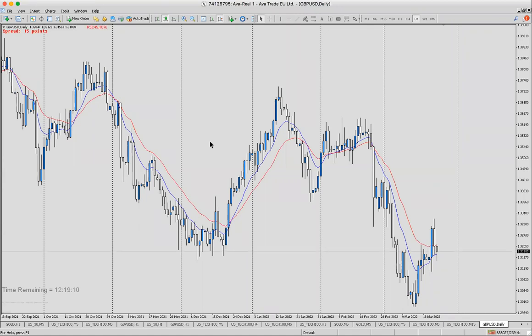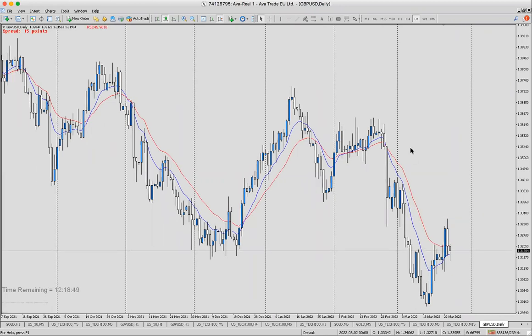So here we're on the daily on Great Britain USD, and I mentioned this in another live call and a few other videos that if the red is over the blue, if the 20 is over the 10, then it's going down, and if the 10 is over the 20, it's going up in price. And that's the 10 and 20 EMA on the daily.